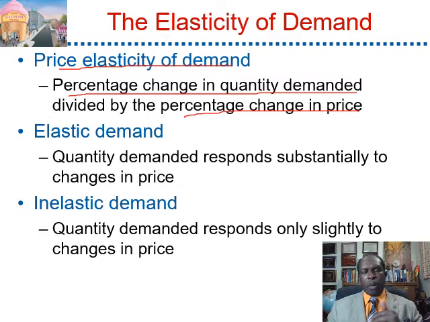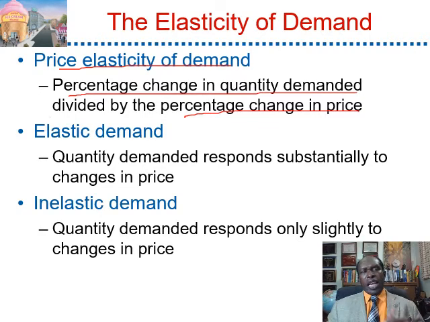We know that by the law of demand, increasing the price will lead to a decrease in the quantity demanded. We focus only on the absolute value. So what does this mean? That a 1% increase in the price of ice cream will lead to a 2% decrease in the quantity demanded of ice cream.